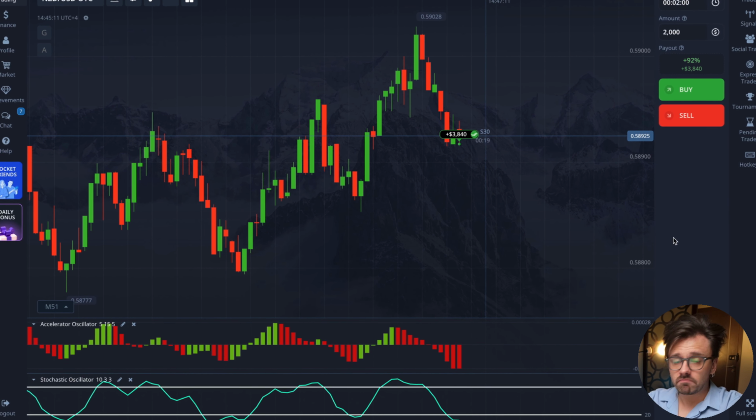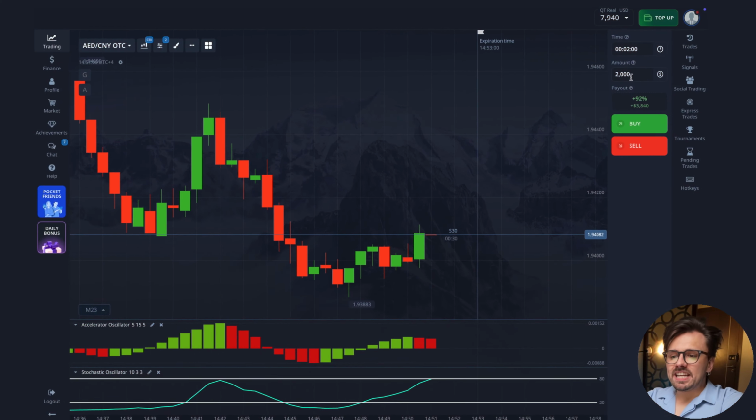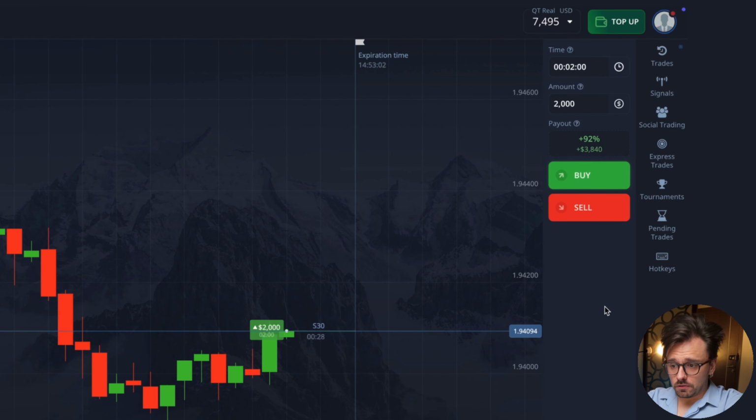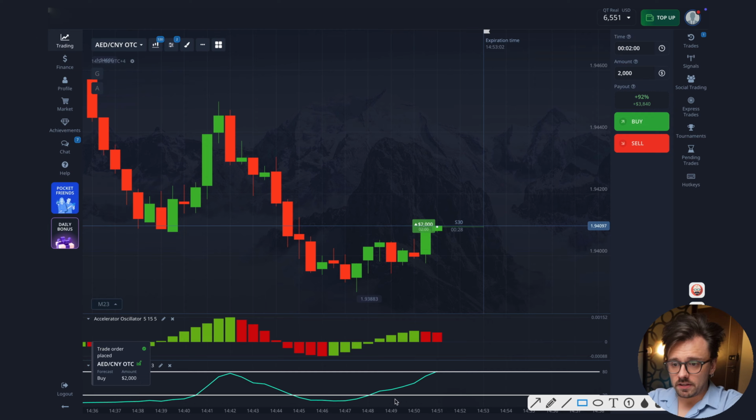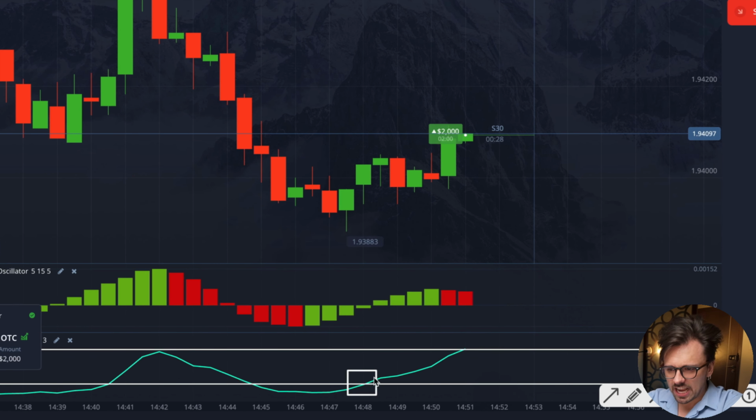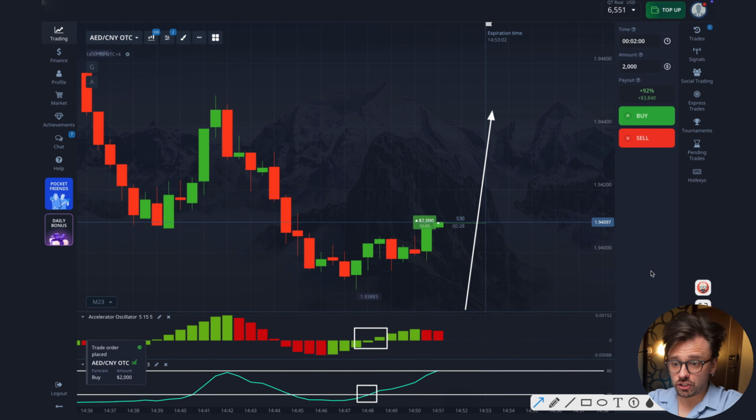$3,840, great start. Let's keep going. Next trade, I'm opening a buy position for $2,000. No doubts here. The stochastic lines have just exited the oversold zone below level 20 and are now pointing firmly upward. This shows bullish momentum is building. That means the market is ready to reverse upward.